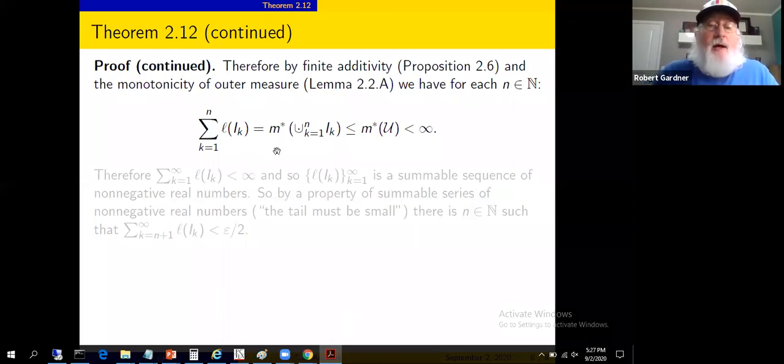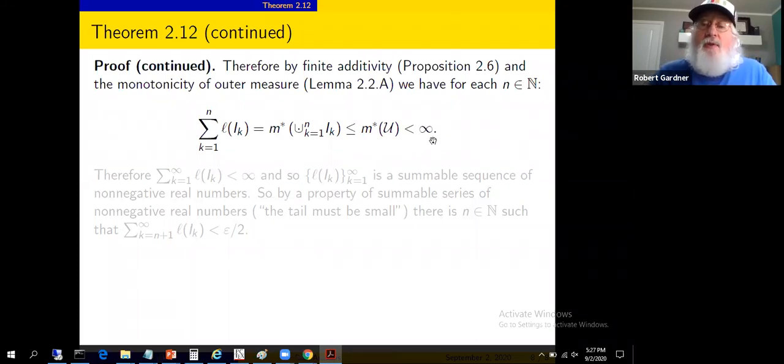All right, so if we sum from 1 to n, any n for the sake of illustration, the lengths of those intervals, that's the measure of the union. That's the finite additivity part. There's proposition 2.6. The union of a finite number of the I sub k's is a subset of set U. It's the union of all infinite of those I sub k's. So this is a subset of U, and monotonicity gives us that inequality.